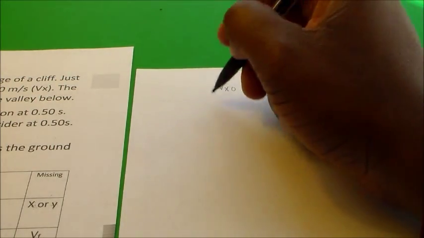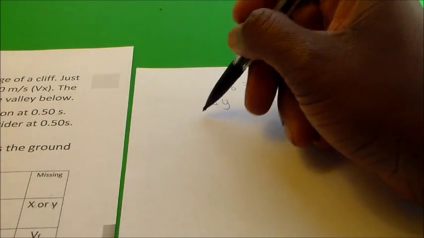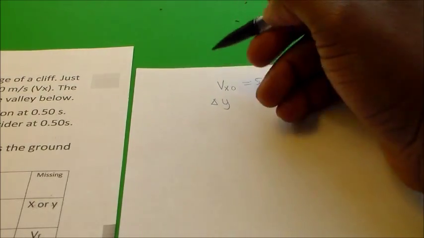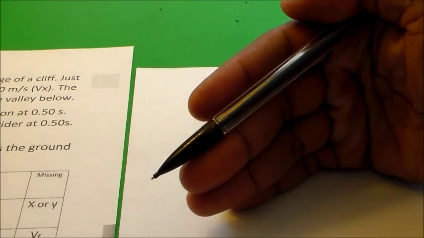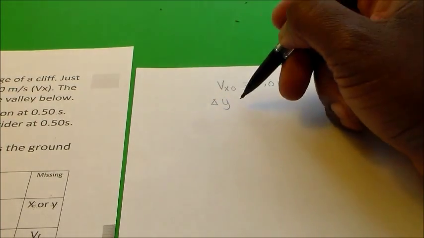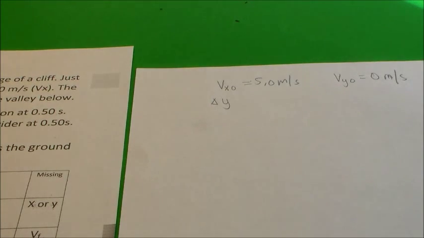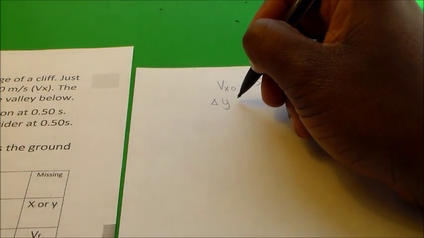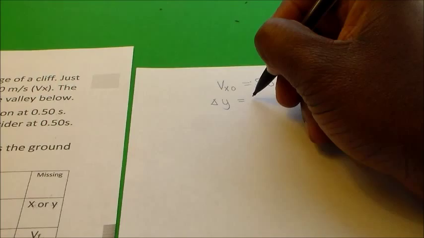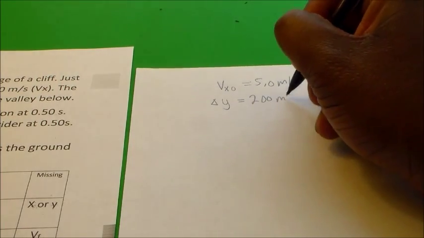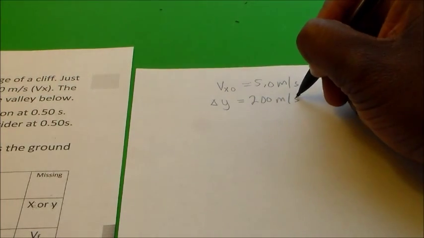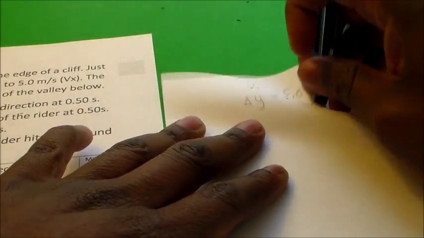Let's call this delta y in this case. Our delta y is the distance from the bottom of the valley up to the top, which would be the displacement that the rider experiences in the y direction as he comes off the cliff and hits the ground below. That distance will be equal to 200 meters according to the problem. Pardon me, not 200 meters per second, but 200 meters. There we go.